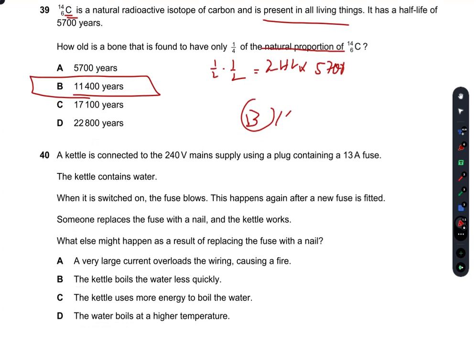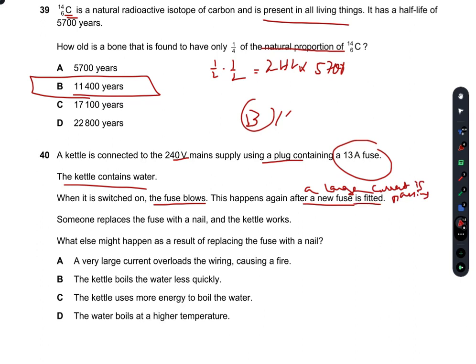A kettle is connected to a 240 volt main supply using a plug containing a 13 ampere fuse. The kettle contains water. When it is switched on, the fuse blows. This happens again after a new fuse is fitted. It means a large current is passing here. So that's why the fuse is blowing continuously.